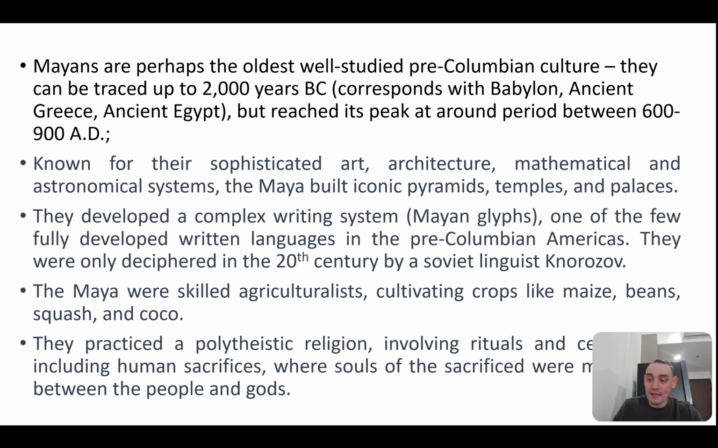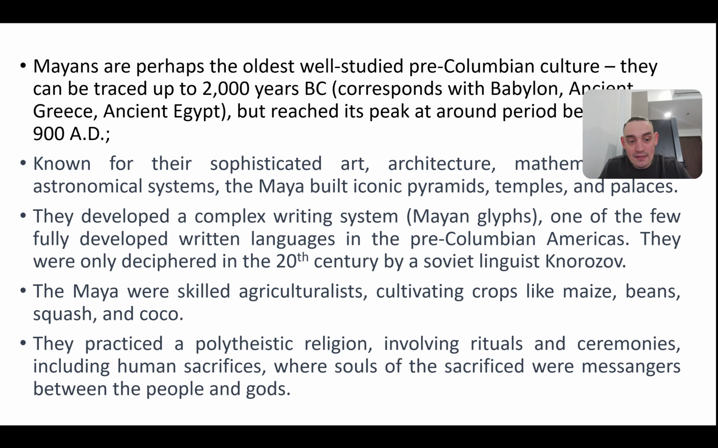The Mayans were very skilled in agriculture, cultivating crops like maize, beans, squash, and cocoa. They practiced a polytheistic religion, as all of these people in the Western Hemisphere did, meaning they believed in a multitude of gods, with ritual ceremonies. Some of them even included human sacrifices, where the souls of the sacrificed were messengers between the people and the gods.